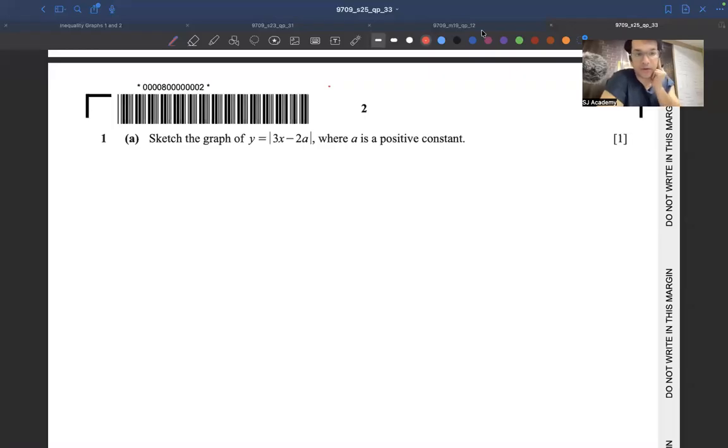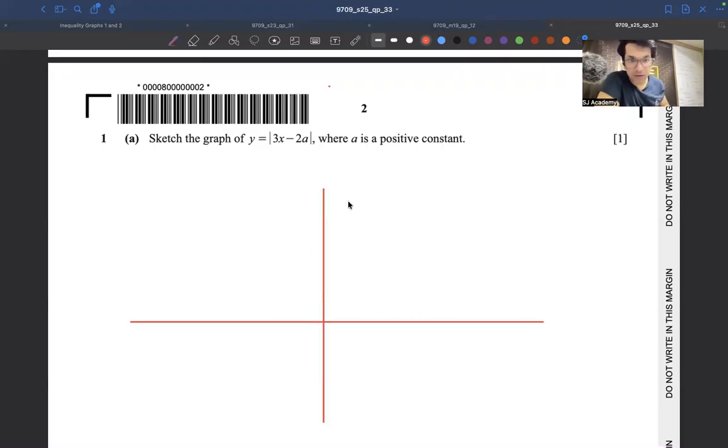Now, in question number 1, we have to sketch the graph of y equals modulus of 3x minus 2a. To sketch this graph, and in this case, a is a positive constant, when we are asked to sketch the graph, what we have to show is basically the x and the y intercepts and the direction in which the line would be going.